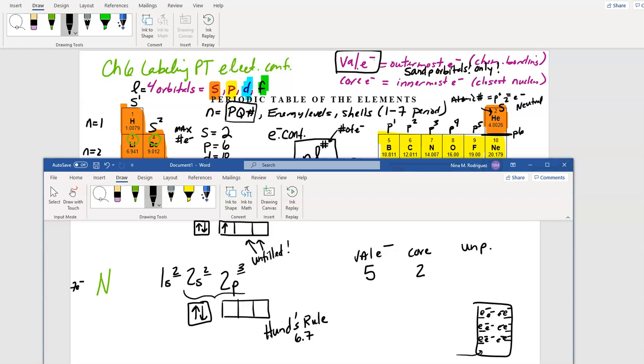Same for the orbitals. I got 3 electrons, and I can't just go and start doubling. I have to fill it up first with the same spin first. So then when I get number 4 coming in, he's going to then fill up that box, okay, with the opposite spin. So if I got 5 valence, 2 core, how many are unpaired? Well, I see 3 orbitals right here, and there are 3 unpaired electrons.